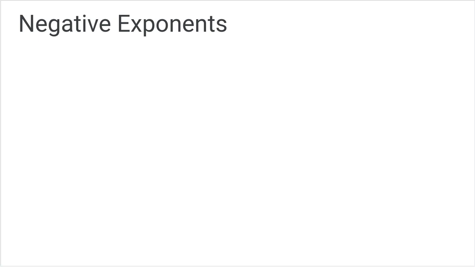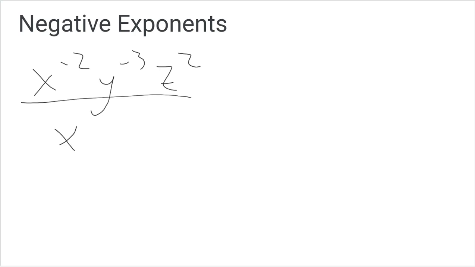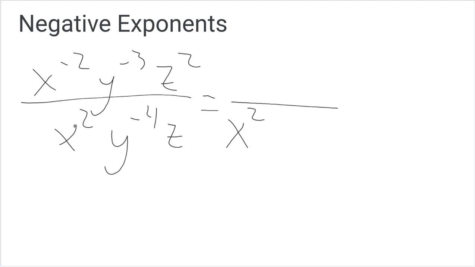Negative exponents. So let's say I have x to the negative 2, y to the negative 3, z squared over x squared, y to the negative 4, z. So what this means is negative exponents have to move. So if they're on the top, they move down. So now I have x squared goes down. y cubed goes down. And z squared stays the same because it's a positive 2.